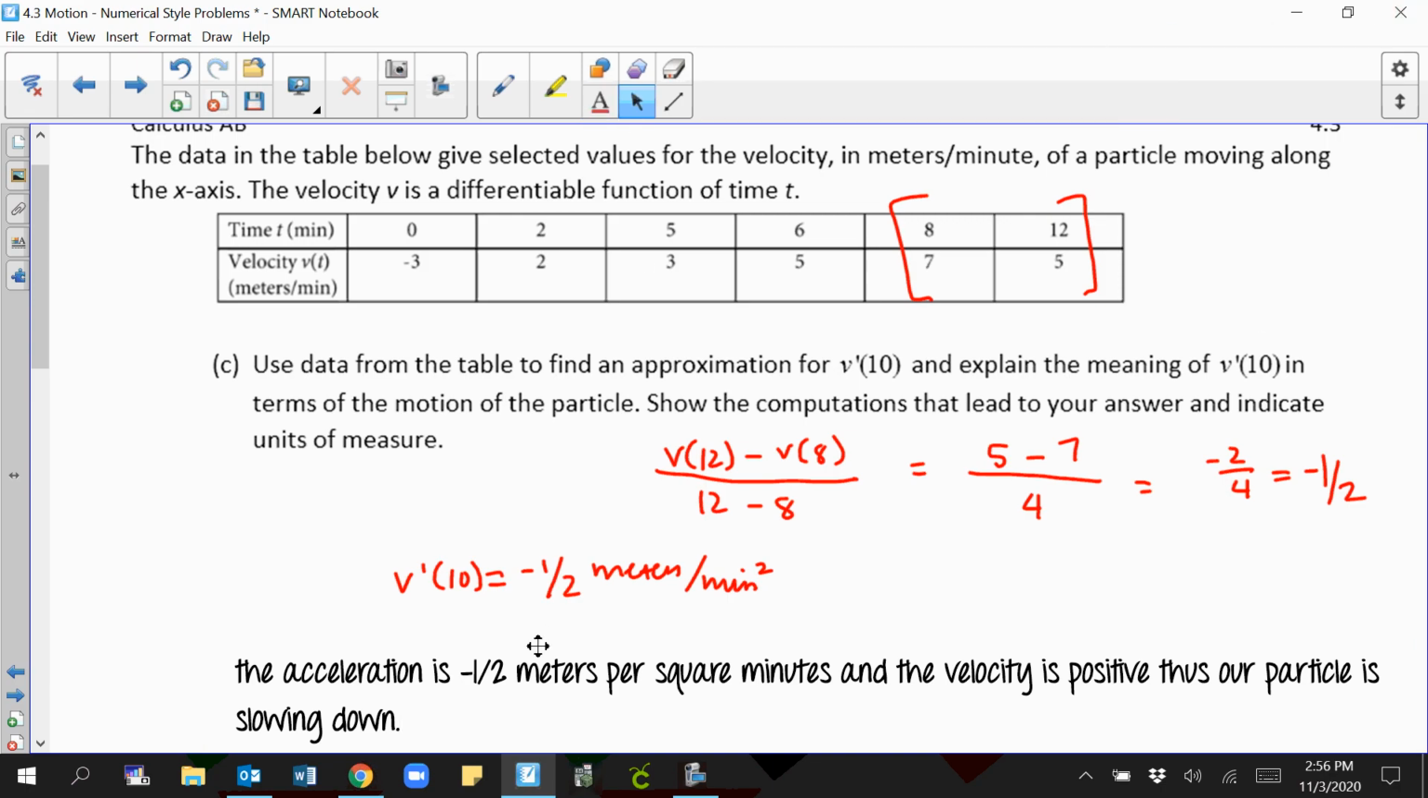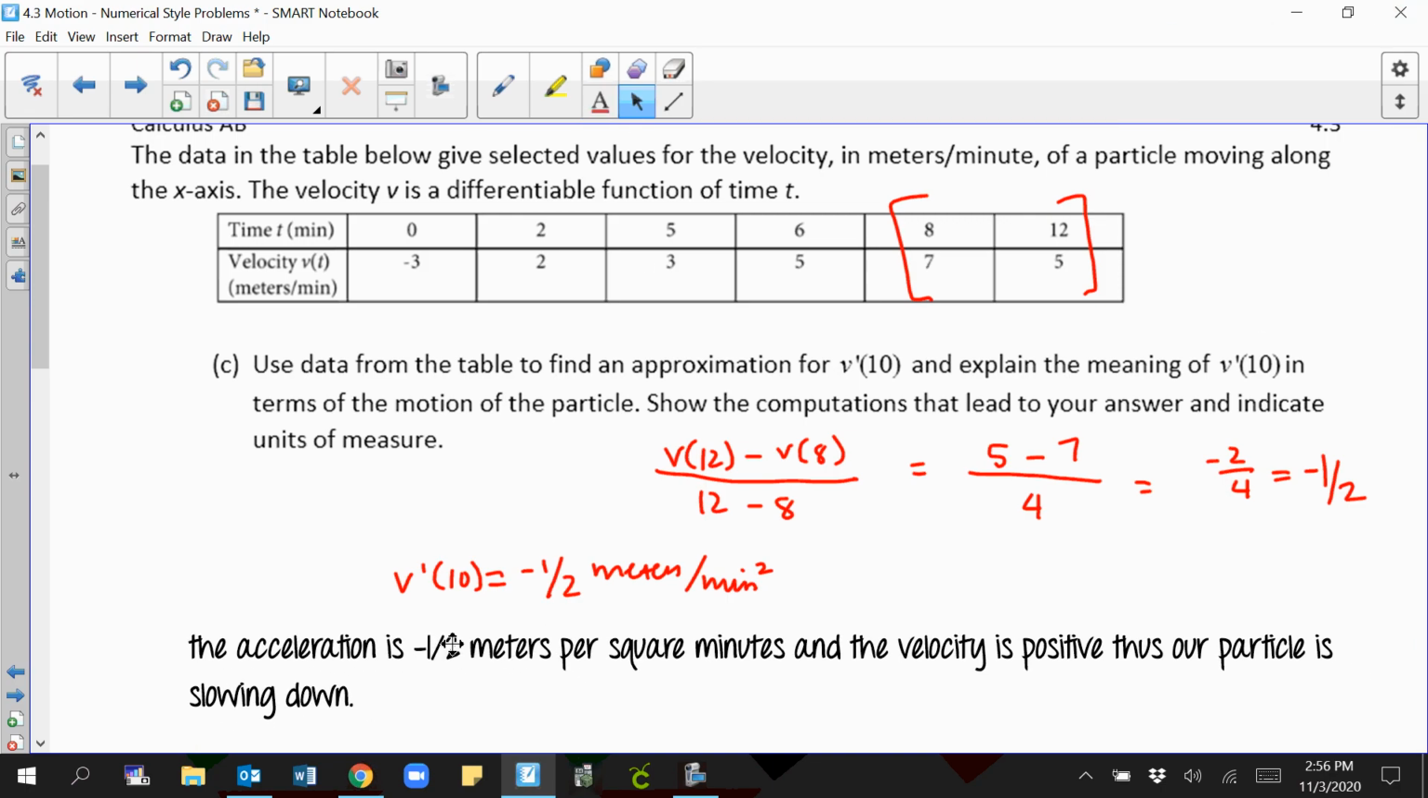So there's your explanation there. These problems are, once you have the number, you kind of have to explain what's happening with it. So I'm sure you guys can find the number pretty easily. It's going to be this explanation that you're going to have to think a little bit more about.